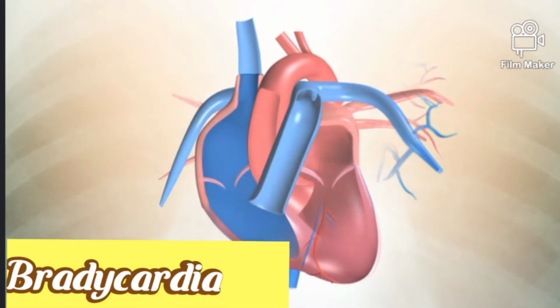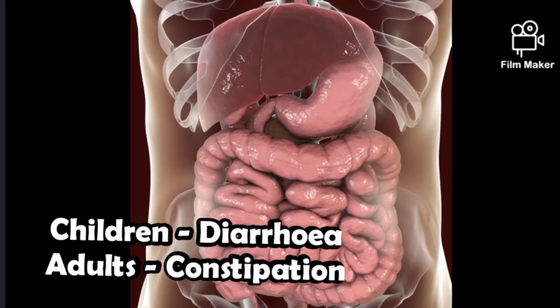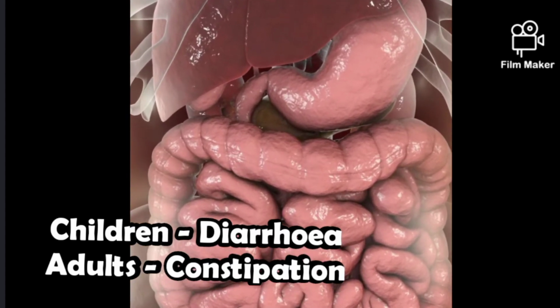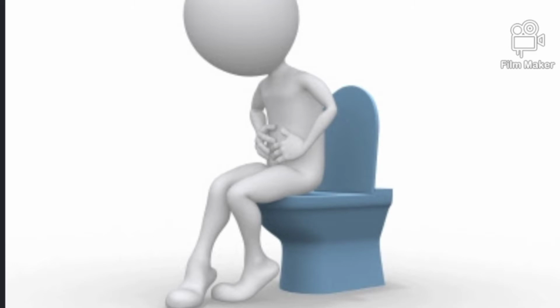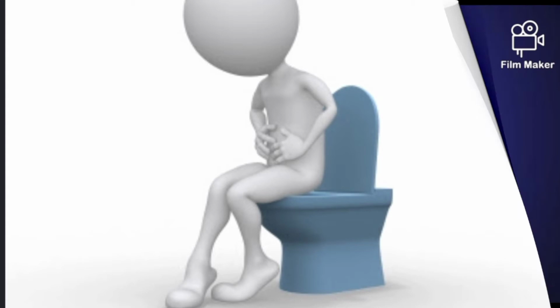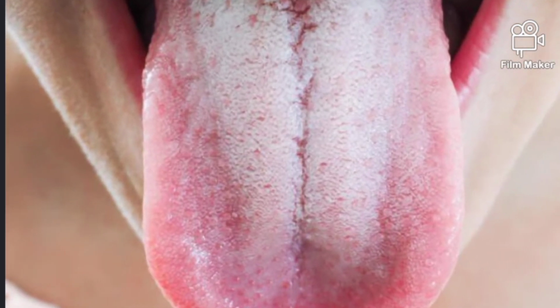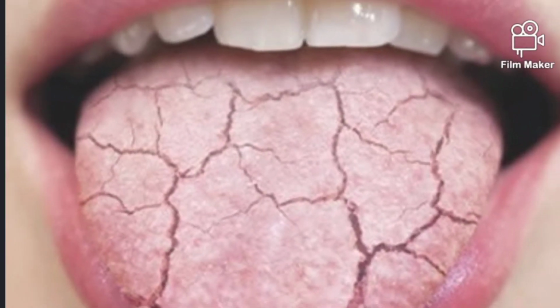And in a person infected with typhoid, children most commonly have diarrhea, and adults experience constipation. However, it may vary. Some people may experience constipation, some people may experience diarrhea. And the typhoid patient also has a coated tongue. A white patch will be seen on the tongue, and the tongue may also become dry.